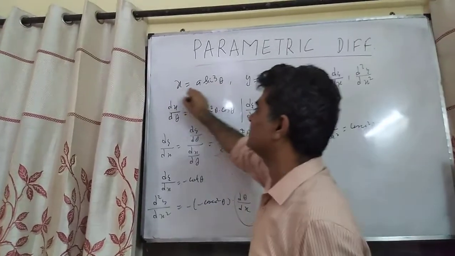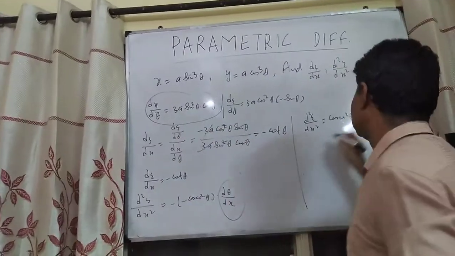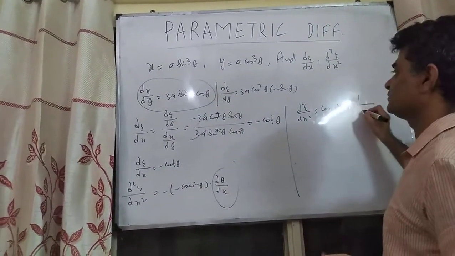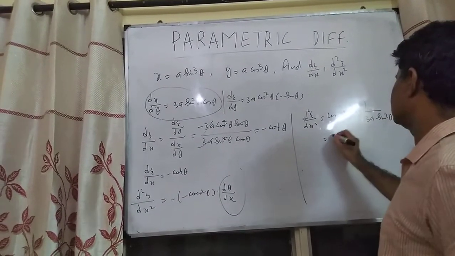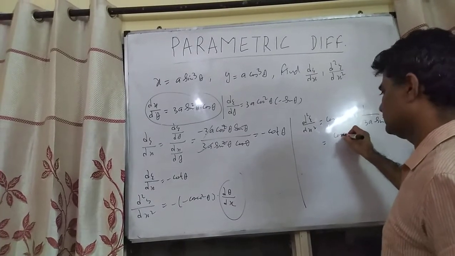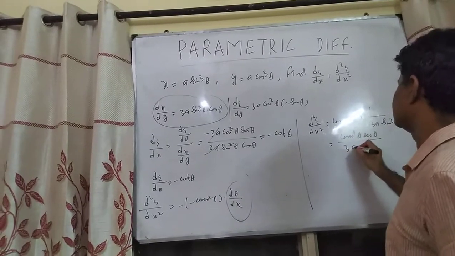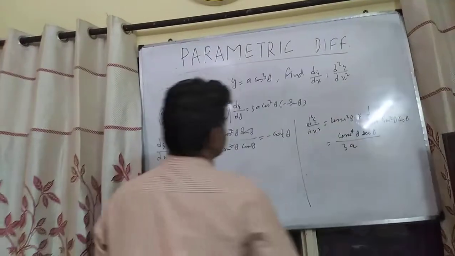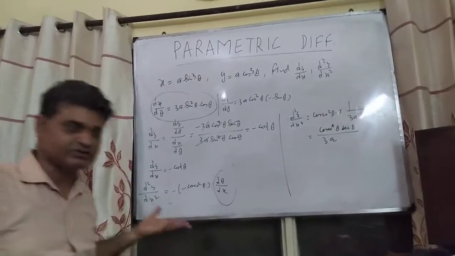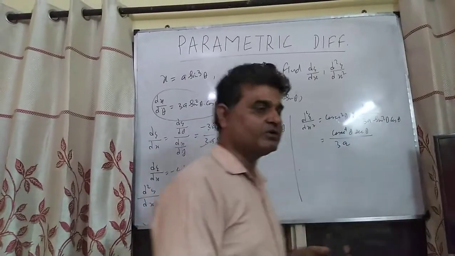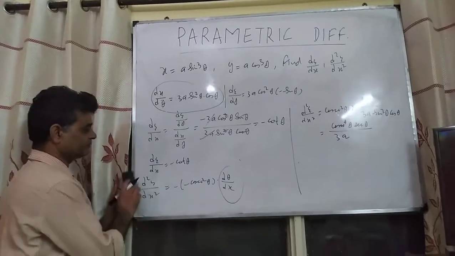How do we find the value of d theta by dx? We'll use the value dx upon d theta and just take the reciprocal. So this is going to be 1 upon thrice of a sine square theta cos theta. So you can see that it is cosec to the power 4 theta sec theta divided by 3a. So this is the way we find the double derivative and single derivative of parametric differentiation. Some more questions we are going to solve so that your concept becomes clear. Please watch the whole video till the end.